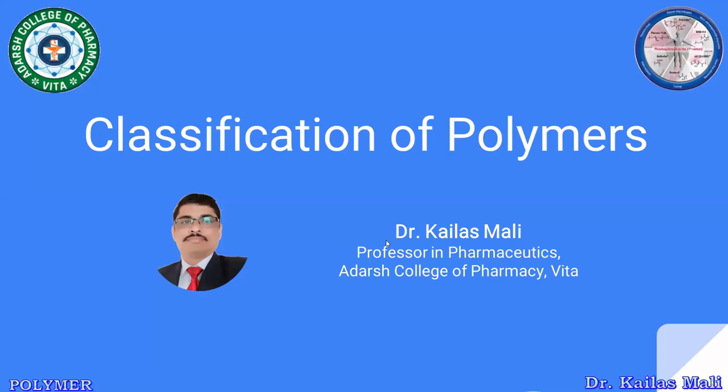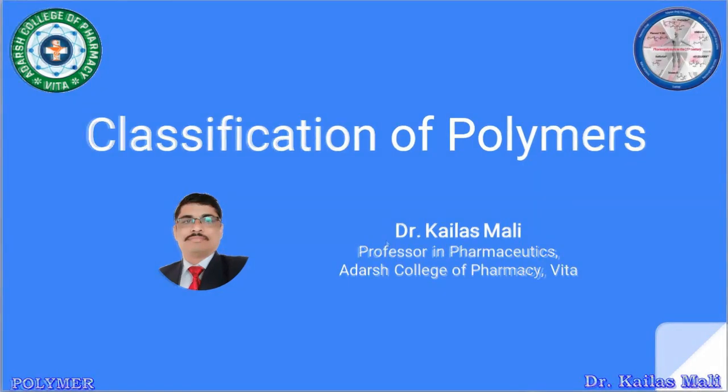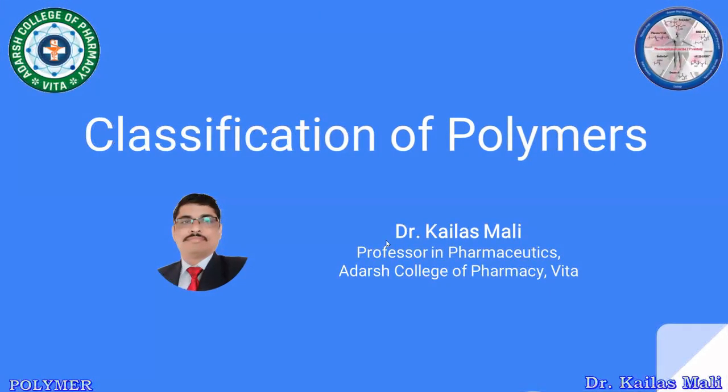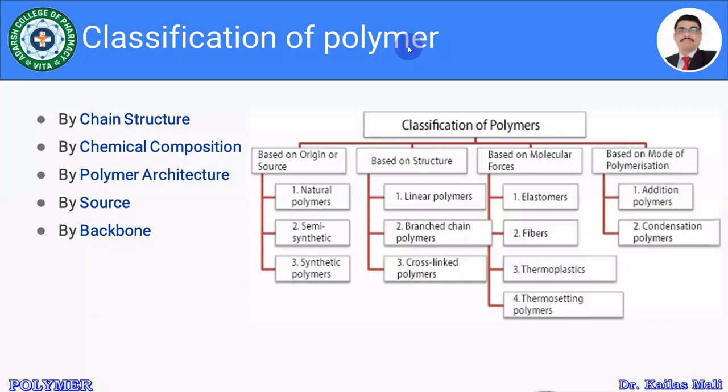In today's session, we are going to discuss the classification of polymers. Polymers are classified according to their chain structure, according to the chemical composition, according to polymer architecture, according to source, and according to the backbone. So in this way, it is possible to classify the polymers.